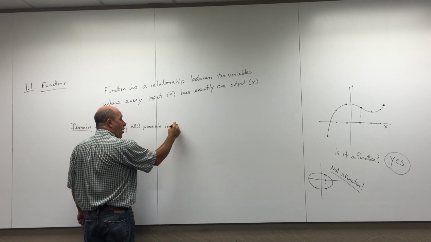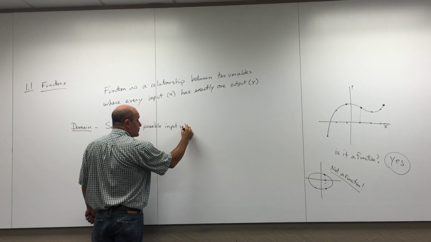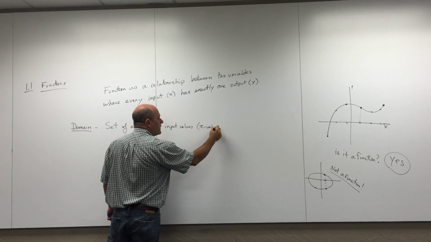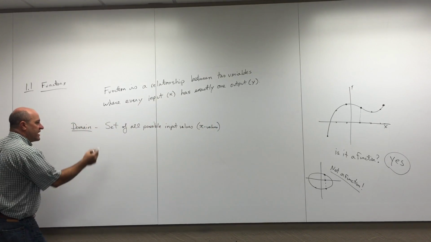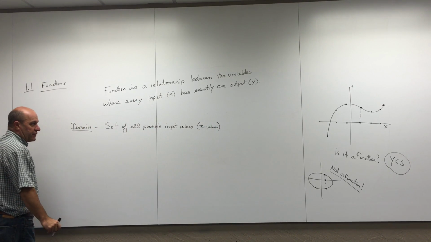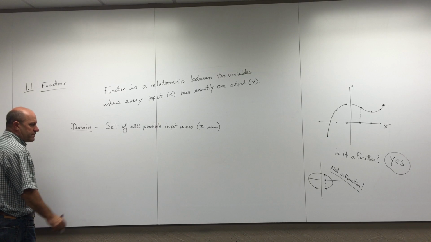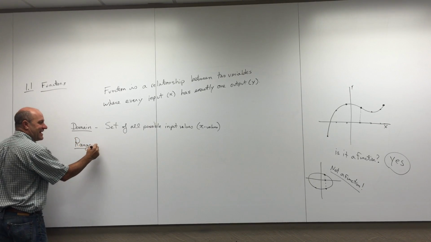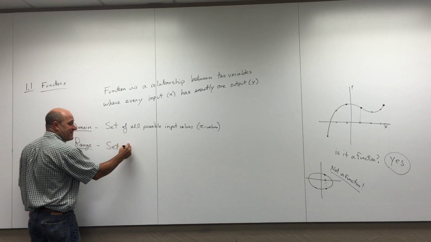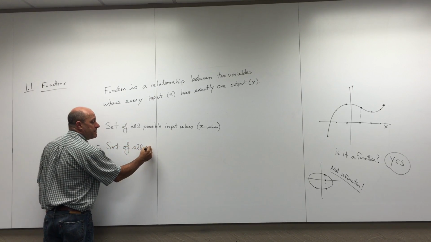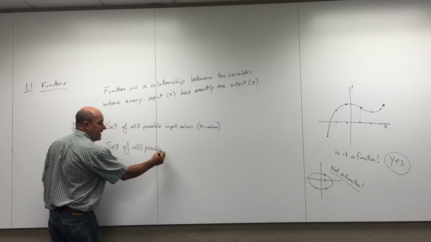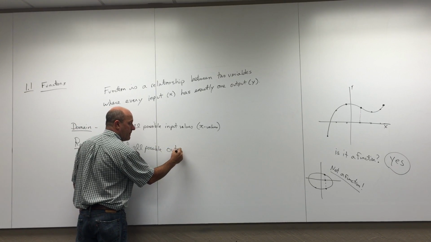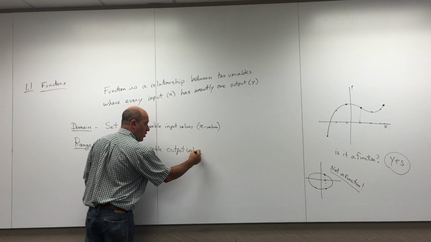input values, or who's usually our input? X values. So it's the set of all possible input values. And the range, maybe you can guess, is the set of all possible Y values, or output values. So it's a whole set.